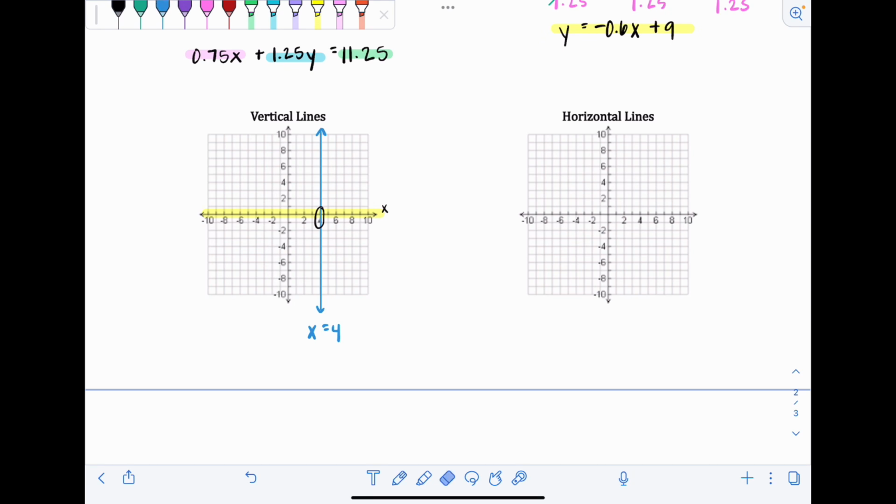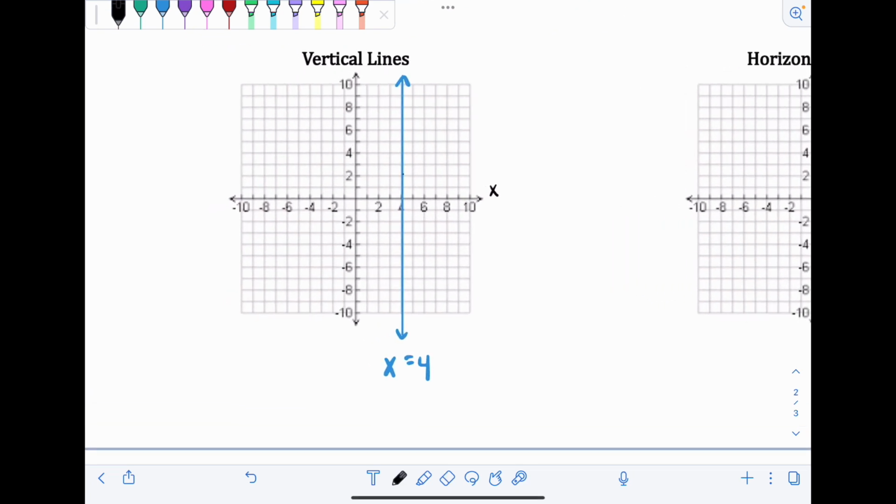The other way that you can think of it is you can identify a few points that are on this line. So let's say this point right here is (4, 2). This point is (4, 5). This point is (4, -3). So what do all those points have in common? They all have an x value of 4. So the line must be x equals 4.